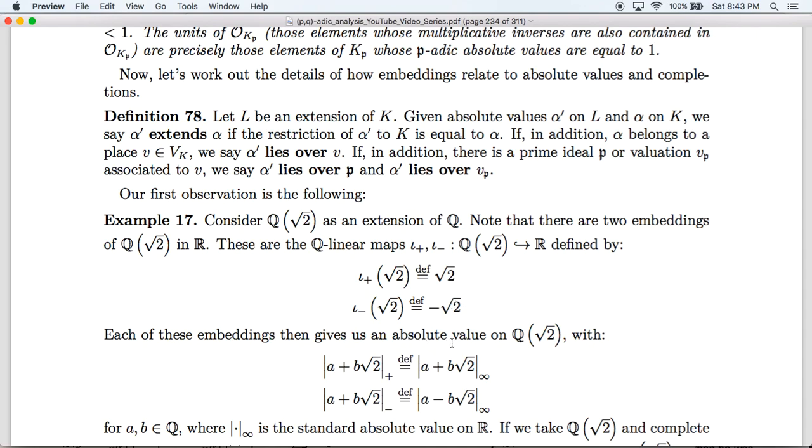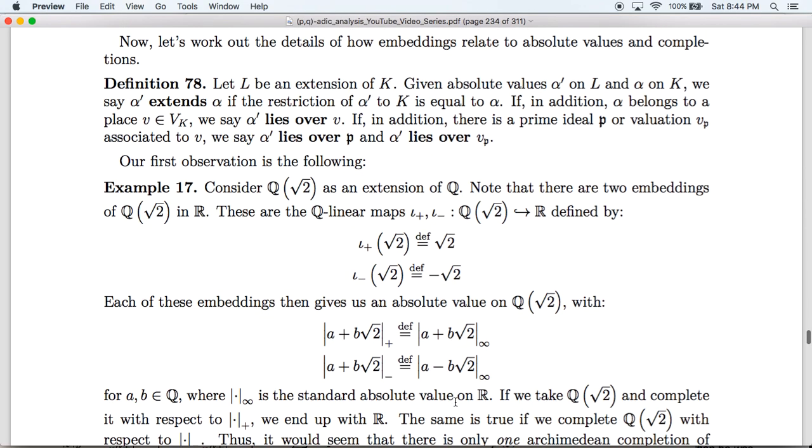Each of these embeddings then gives us an absolute value on Q of root 2, where we have the positive absolute value that comes from iota plus, which is the ordinary one, and there's the negative absolute value, which comes by taking the absolute value of the algebraic conjugate. As a simple example, these are clearly not the same because 1 plus root 2 is going to be greater than 2 in the ordinary absolute value, but if we use this conjugate absolute value, we get 1 minus root 2, which has an absolute value a little bit less than 1.